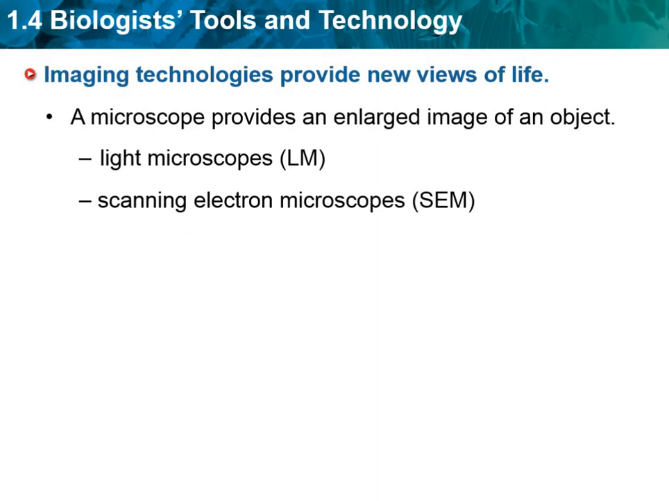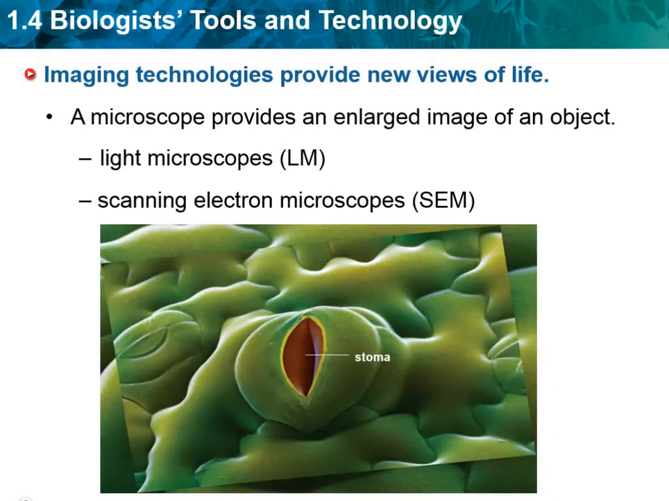You have scanning electron microscopes. These are microscopes that are going to shoot beams of electrons at the sample that you're looking at. The issue with this is it needs to be placed in a vacuum. So it's a lot like the light microscope. Beam of light hitting it is, in this case, going to be a beam of electrons that hit it.